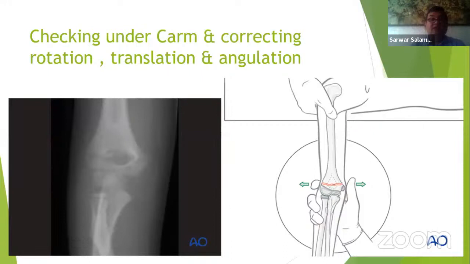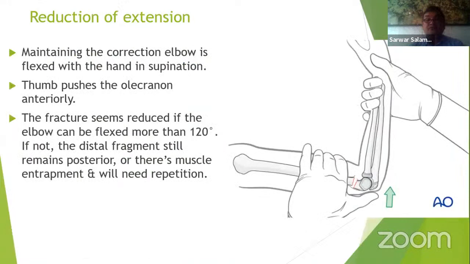Now we should take the X-ray in lateral view and do the extension maneuver, maintaining the correction of the elbow, and we should push the olecranon with the thumb. The surgeon should do that. And still we have to keep the forearm in supination, and we'll try to reduce.